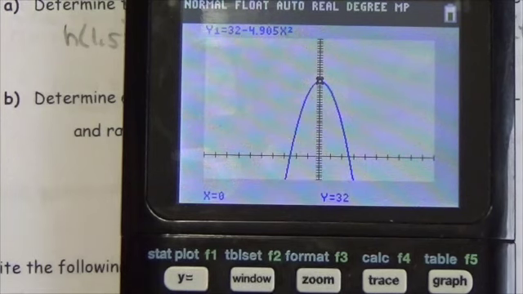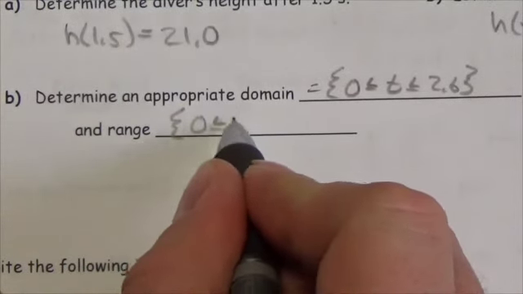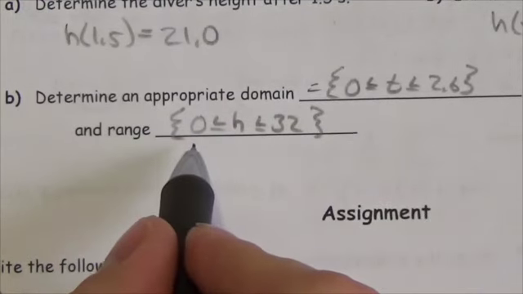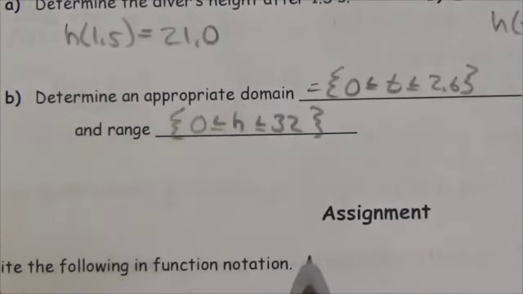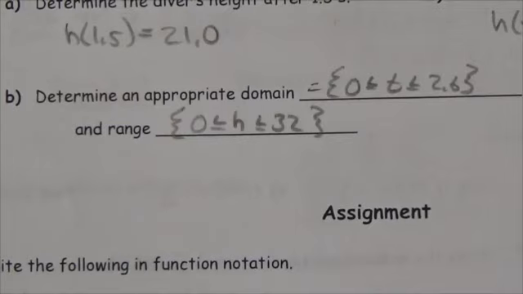32 was the highest height that this person is at. So their range is going to be all values of the height from 0 when he hits the water up to 32, the initial height that he was at. Okay, there you go. Hope that gives you a little bit of an idea of how you might use the calculator to answer these kinds of questions.